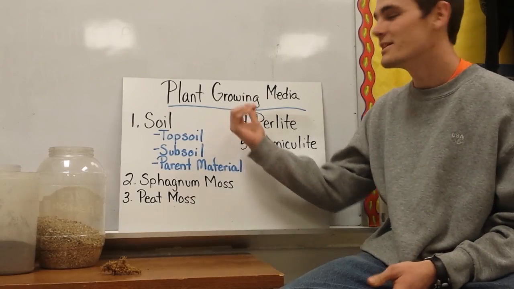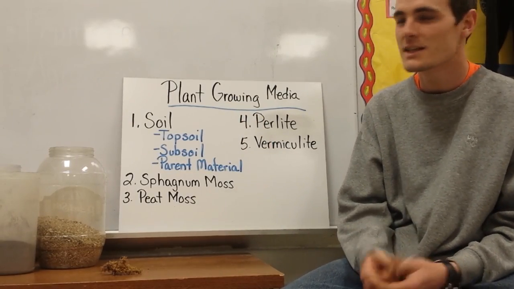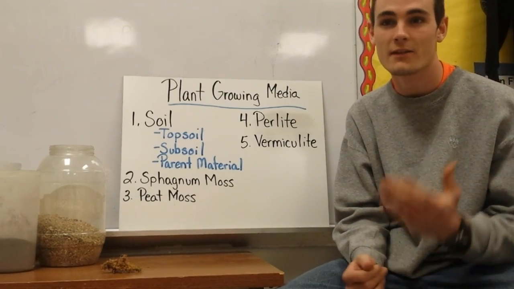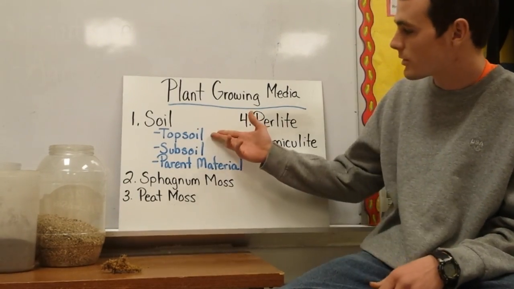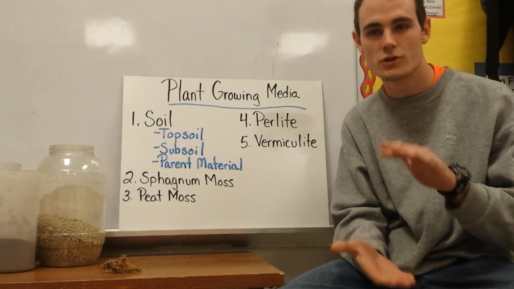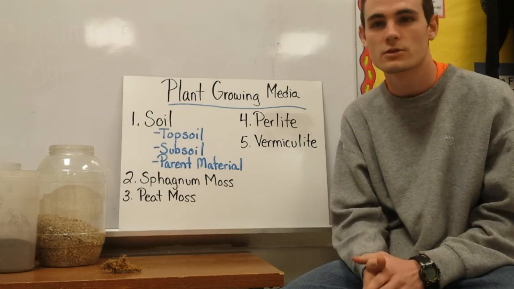So now we're going to start talking about different plant growing medias. And the first thing we want to talk about is soil. We talked a little bit about soil when we talked about environmental science. The first part of soil that we want to discuss is the topsoil. The topsoil is just that first layer of soil that takes up Earth's crust.